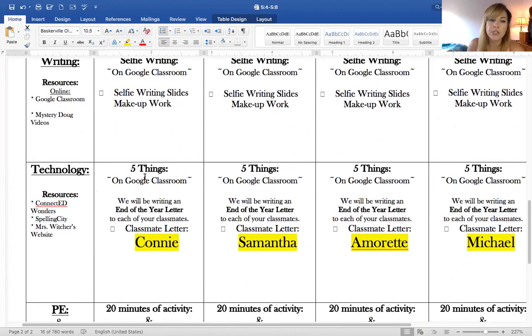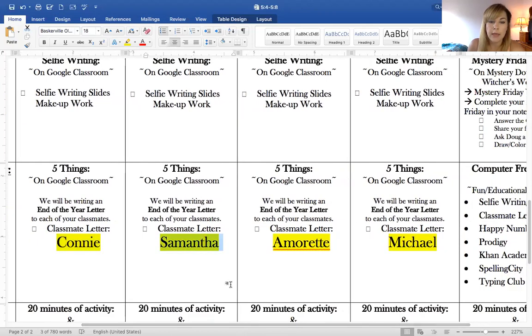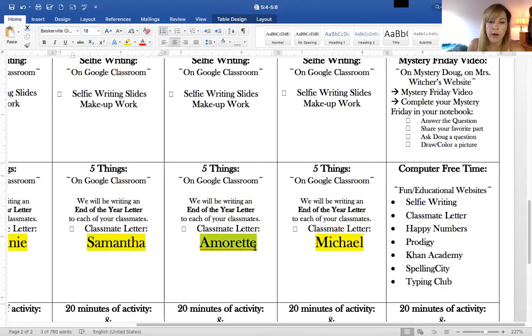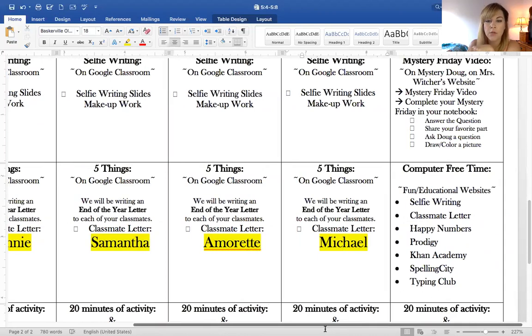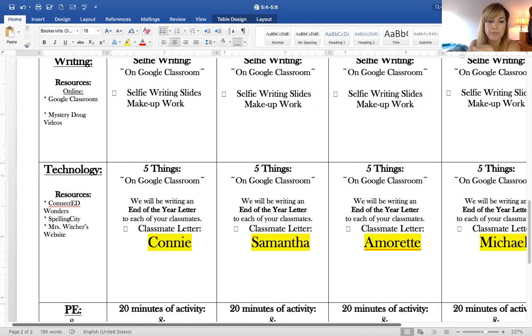So your technology time, you're going to log into Google Classroom and you're going to complete the end of the year letters. On Monday, you were writing it to Connie. Tuesday, you're writing it to Samantha. Wednesday for Amaret, and then Thursday for Michael. And then on Friday, that's where your free time is. And then keep in mind, Friday, which I'll get to, but Miss Park and Miss Dominguez's class have invited us to their game day. And I'll get to that in just a second. It's from 9 to 10 a.m. So that's what you guys are doing for technology.